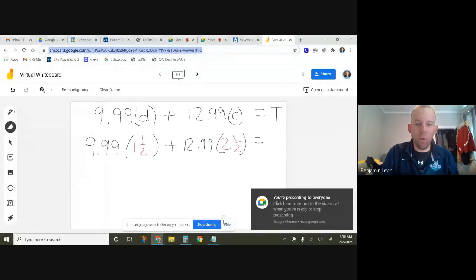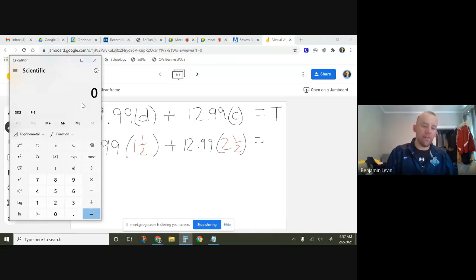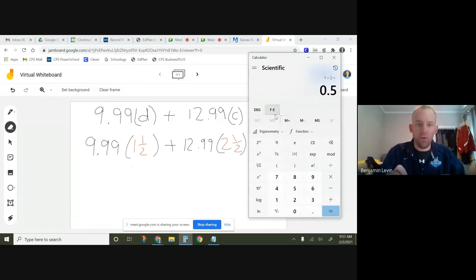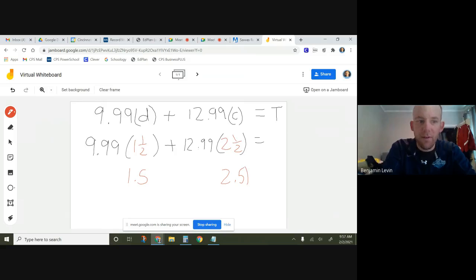All right, so now you guys can see my calculator here. We know that 1 1/2 is the same as 1.5, right? If I punch in 1/2 into this calculator, I get 0.5. So 1 1/2 is the same as 1.5. And 2 1/2 is 2.5, right? Because we know that 1/2 means 0.5. So let's rewrite all this stuff in decimals, because it's just easier to use decimals, in my opinion.